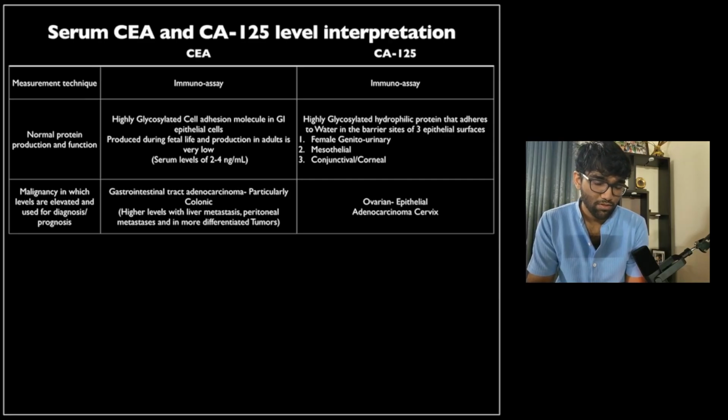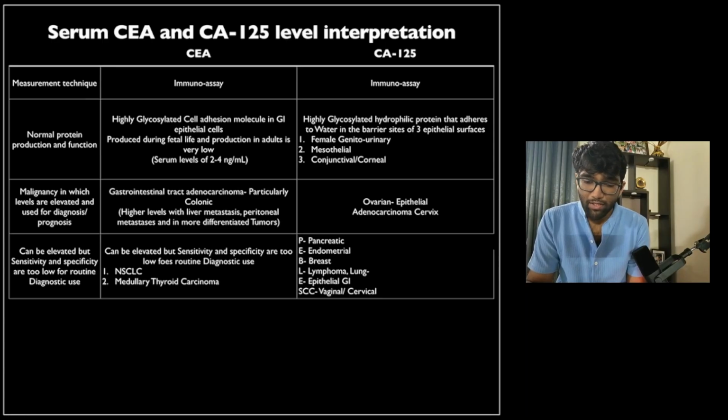CEA is used as a marker for gastrointestinal tract adenocarcinomas, particularly colonic, and higher levels correlate with liver metastasis, peritoneal metastasis, and a less differentiated tumor. Ovarian CA 125 is primarily used for genitourinary tract malignancies, but can be elevated in other malignancies as well because of the diffuse expression in a normal patient. Now, the sensitivity and specificity is too low for use clinically in other malignancies where these things can be elevated, but they are important to keep in mind when you send them.